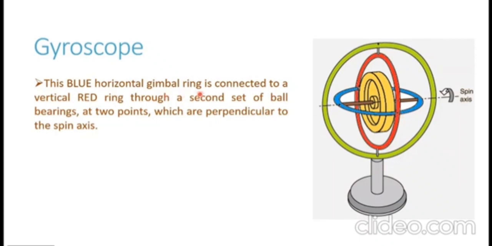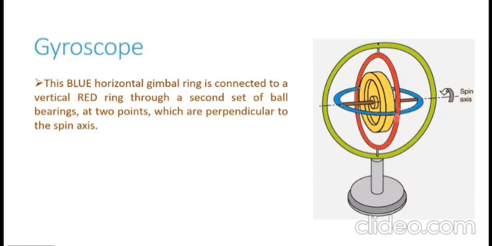So the blue horizontal gimbal ring is connected to a vertical red ring through a second set of ball bearings at two particular points. And these two points are made in such a way that they are perpendicular to the spin axis. The spin axis brown color rod is here, and you can see the connection points between the blue ring and the red ring are perpendicular to the spin axis.